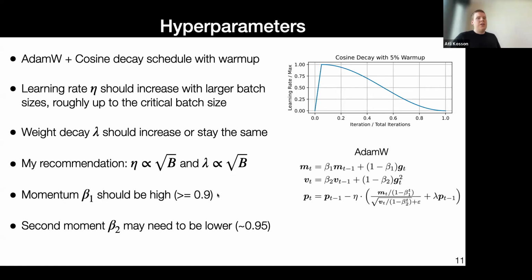It's crucial that if you're anywhere close to the critical batch size, your momentum should be high, at least 0.9, probably higher, maybe 0.99, something like that. And instead, your second moment, which normalizes your gradients or updates over time, can decrease.